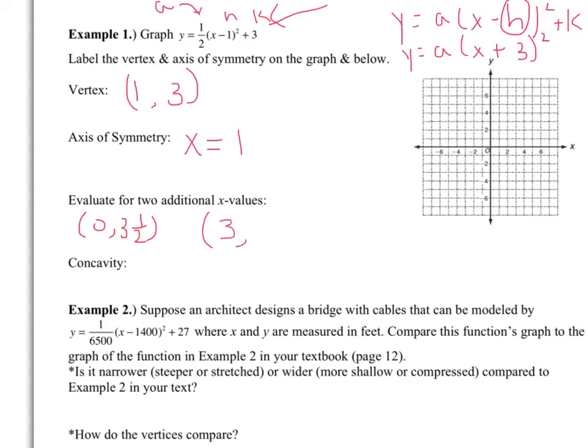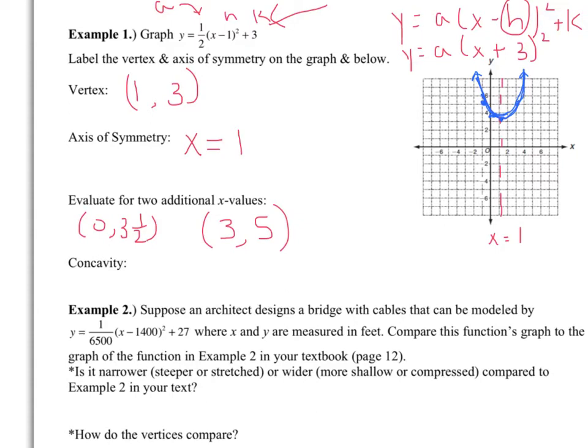So when I substitute 3 in, 3 minus 1 is 2. 2 squared is 4. 4 times 1/2 is 2. 2 plus 3 is 5. So 3 comma 5. Now I'm going to pause this and go ahead and graph it. If you want to graph some of these points as well, that might be helpful.